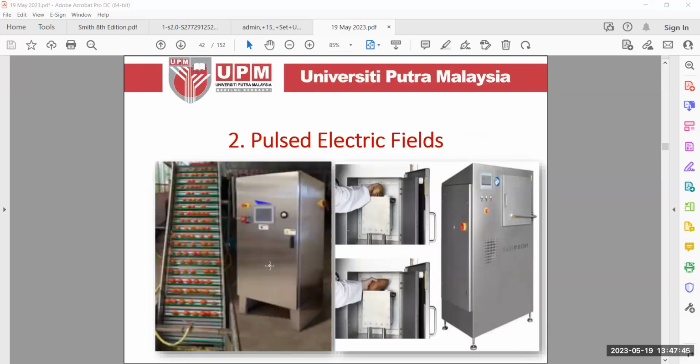Next is what we call pulse electric field. Previously, pulse electric field was only used for liquid food and semi-liquid food, something like tomato sauce or chili sauce that is quite viscous. They call it semi-liquid food. It was previously used with pulse electric field, but now the technology is moving towards solid food, especially in the Netherlands, where they have started to treat sweet potato and potato itself, and even tomato.